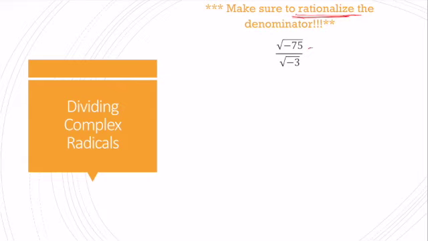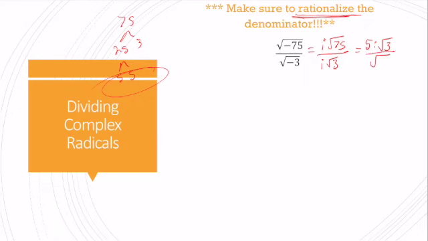So if I have the square root of negative 75 over the square root of negative 3, that gives me i square root of 75 over i square root of 3. The square root of 75 can be simplified because 75 is 25 times 3, which is 5 times 5. So I can pull out a factor of 5. That means I'm going to have 5i square root of 3 over i square root of 3.